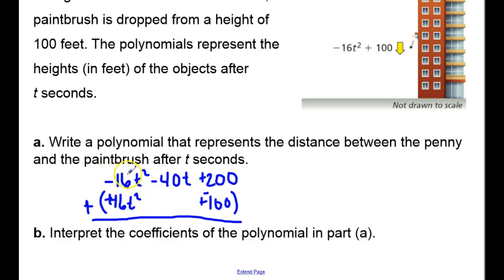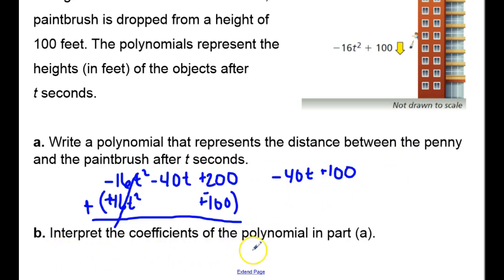So now I have negative 16t squared plus 16t squared. That goes away, because a negative plus a positive of the same amount gets us to 0. Negative 40 minus 0 is negative 40t. 200 minus 100 is 100. So here is the difference, the distance between the two objects.